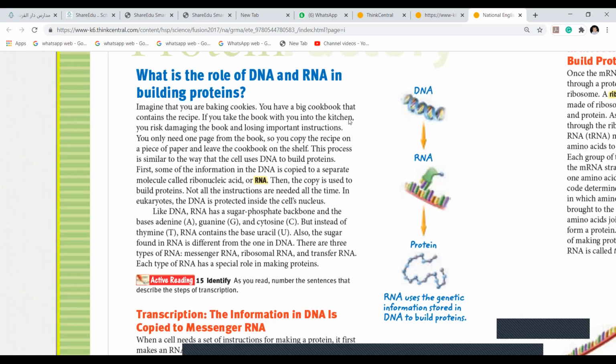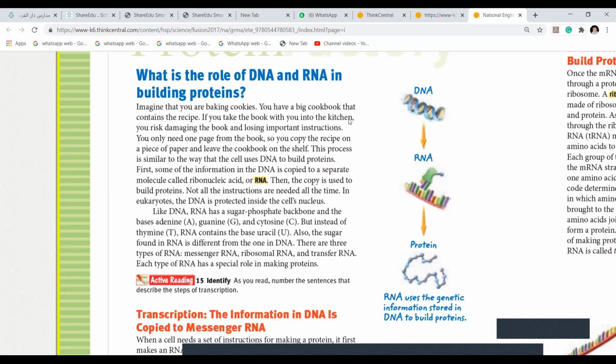First, some of the information in the DNA is copied to a separate molecule called ribonucleic acid. They just copy the information. The DNA copies the information to RNA. Then that copy, that RNA, is used to build the protein. They don't take the whole DNA. You understand how this compares to the recipe? The DNA copies the information, writing it down to a separate molecule called RNA. Then this copy is used to build proteins.